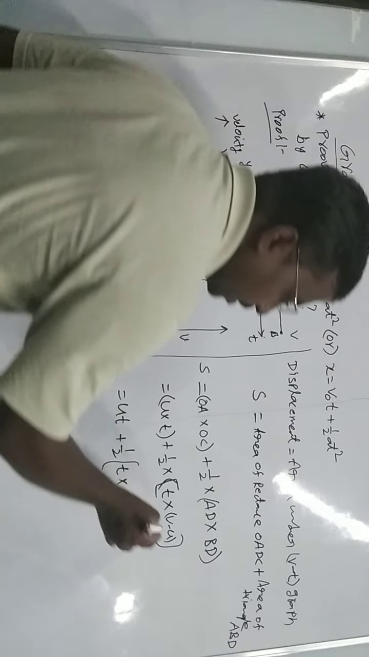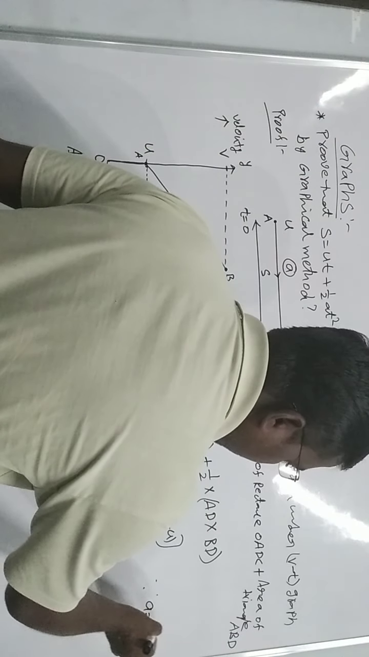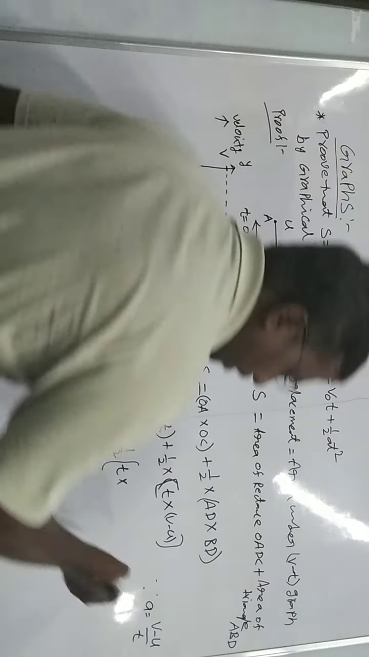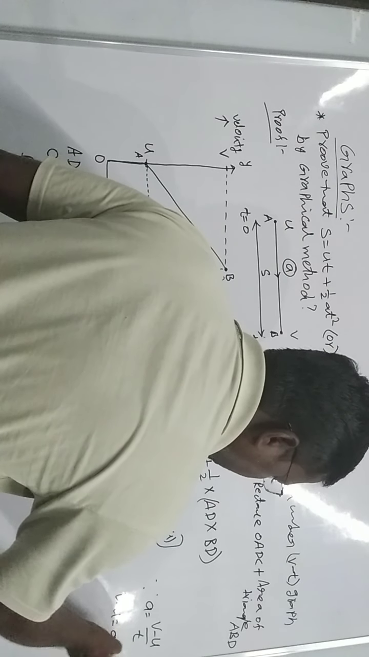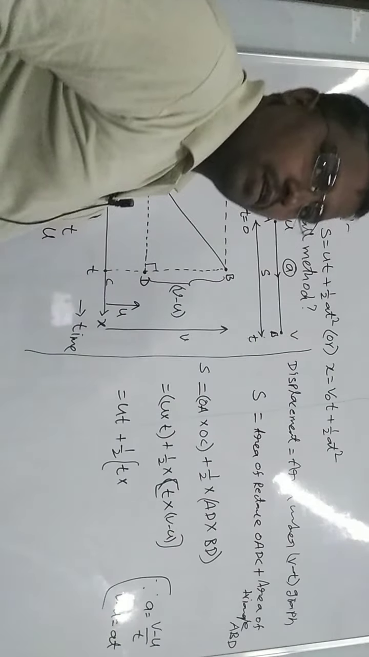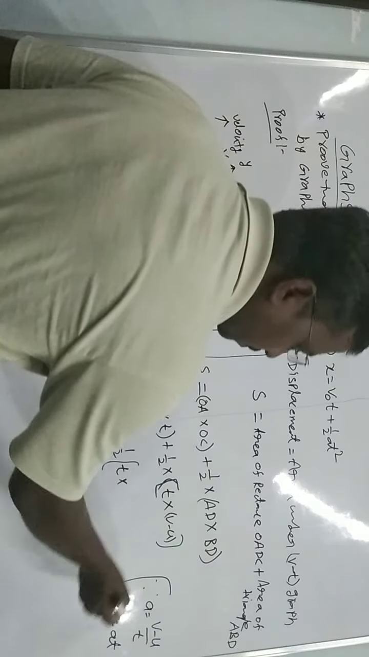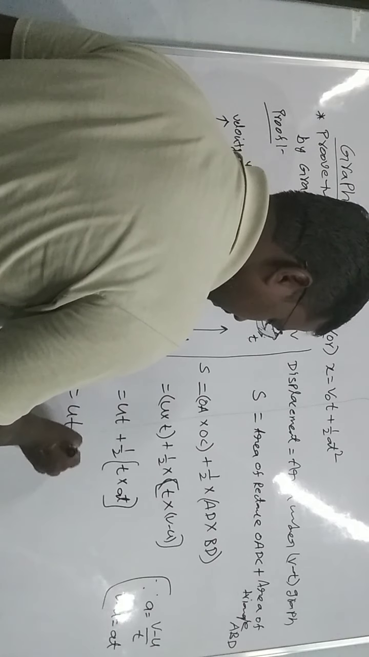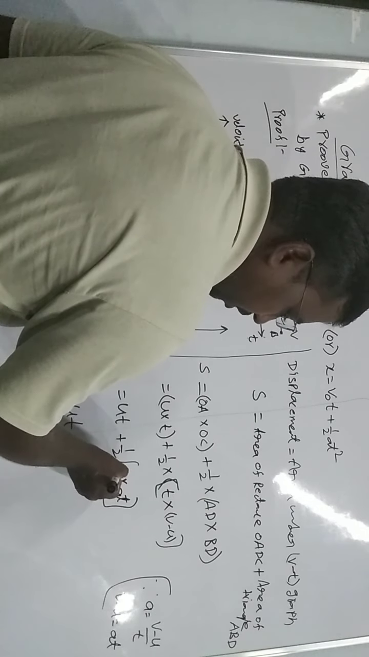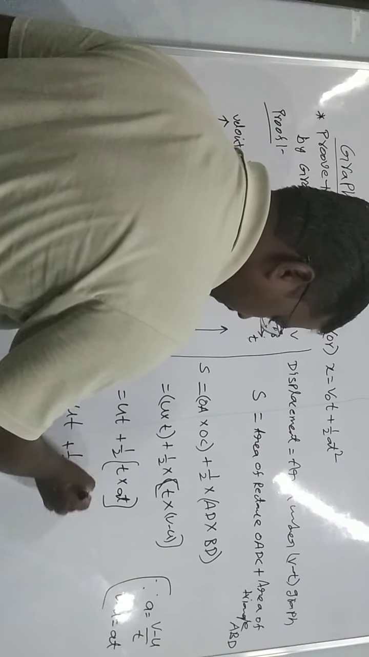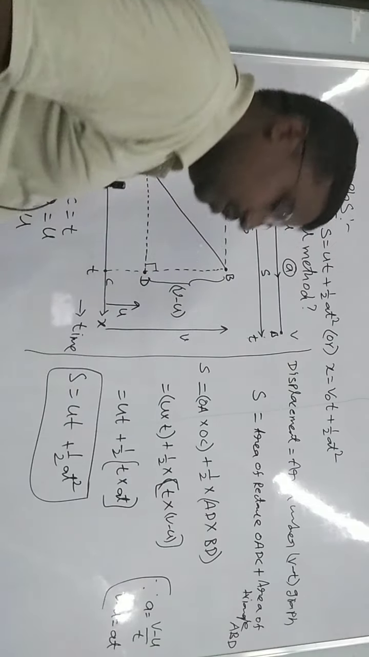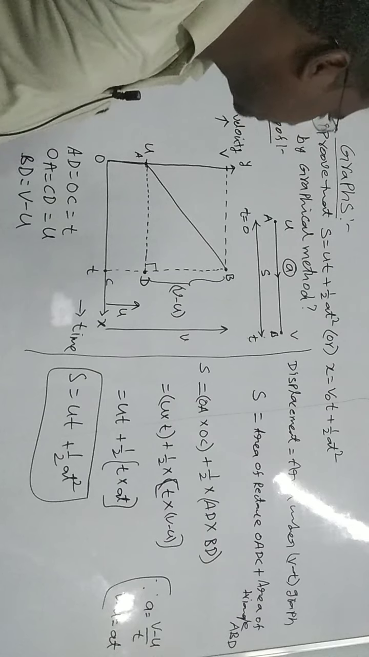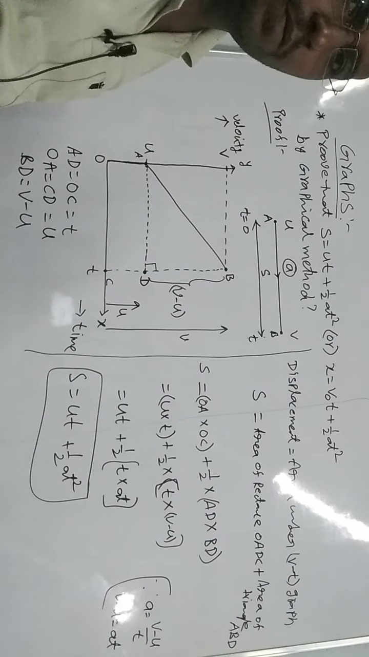What is V minus U? You know that acceleration a equals change in velocity by time. So the change in velocity V minus U equals AT. So we write V minus U equal to AT. So finally S equals UT plus half A into T, that is, AT square. This is the proof: S equals UT plus half AT square by using the graphical method. Okay, thank you.